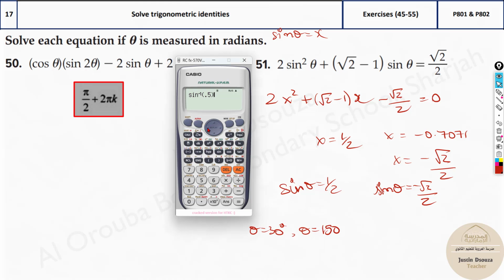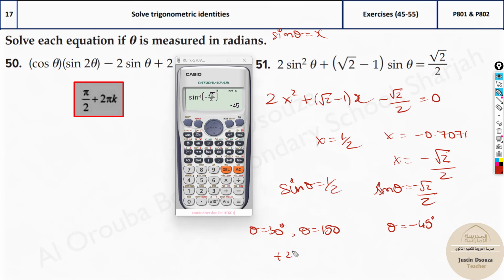Now, what about this? Here, if I put sine inverse, let me take the decimal, minus 0.7071. What is the answer you're getting? You're getting negative 44.999, which is almost negative 45 degrees, right? But if you put the exact value, that is root 2 divided by 2, you will get the exact answer of negative 45 degrees. But otherwise also, it shows you it's almost 45. Okay, so this is theta, negative 45 degrees.